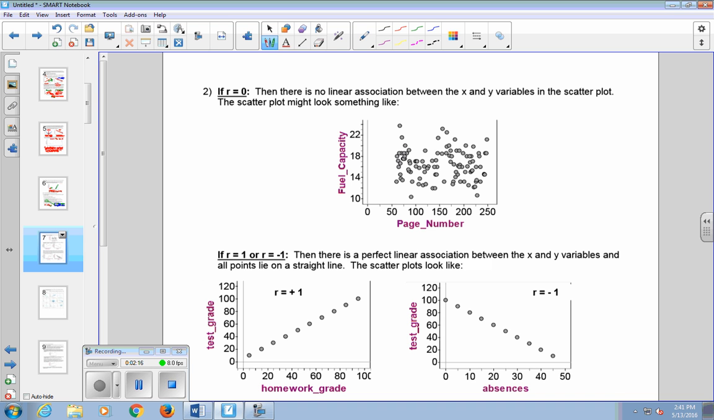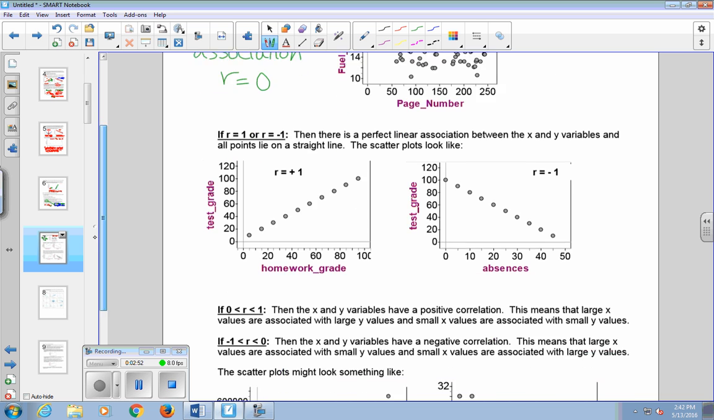Right? So in this scatter plot, we've got fuel capacity versus the page number. And this is taken from Consumer Reports Car Buying Guide. So if we take a closer look or consider what the variables are, it makes sense. So it tells us that knowing the page number in the Consumer Reports Buying Guide really doesn't help us at all predict the fuel capacity of a vehicle. In fact, this is an example of the weakest association possible. And the weakest association is when you get a correlation of 0.